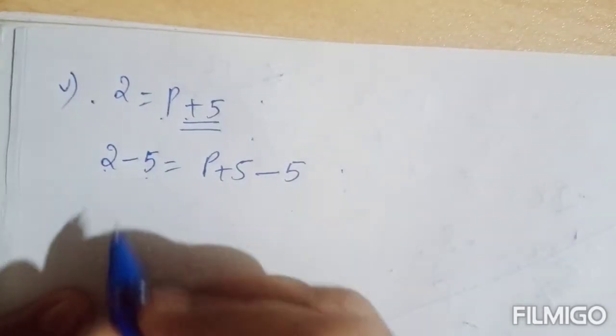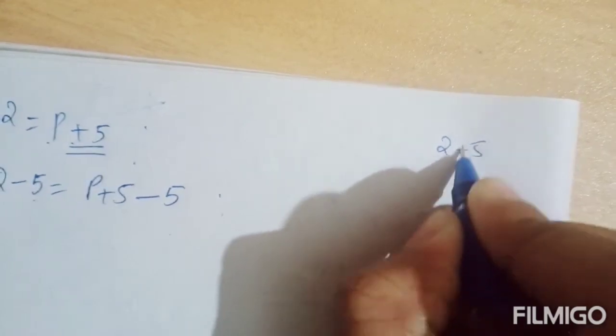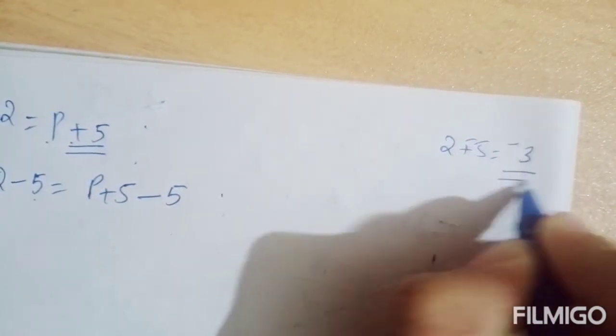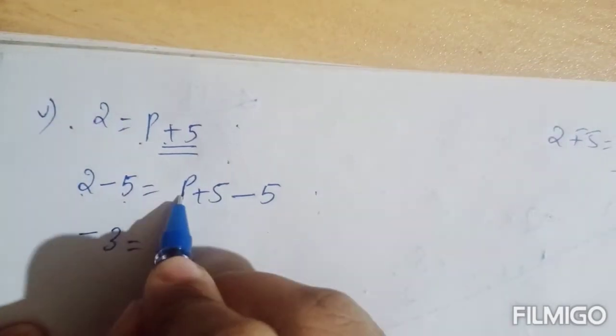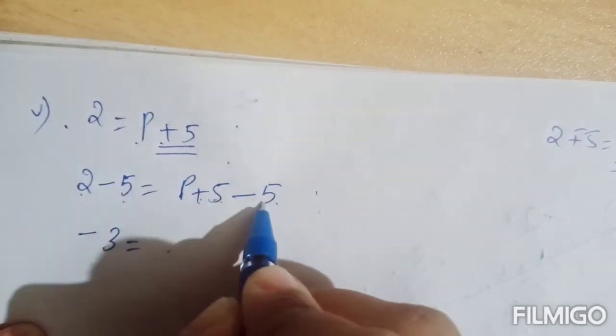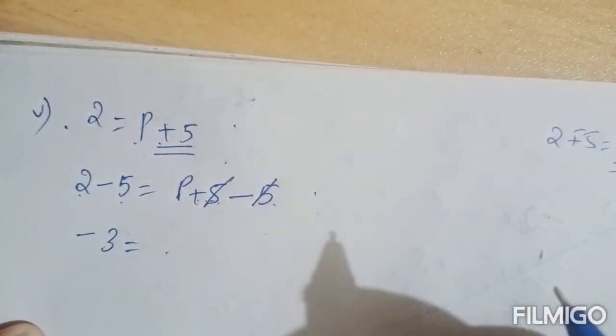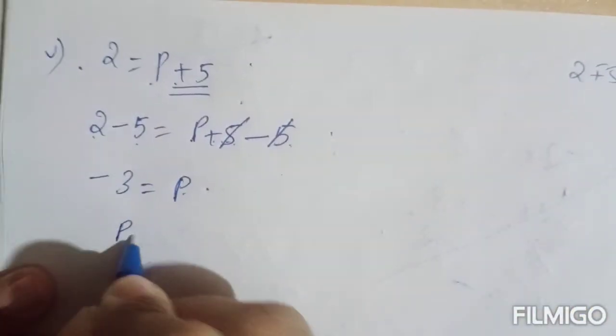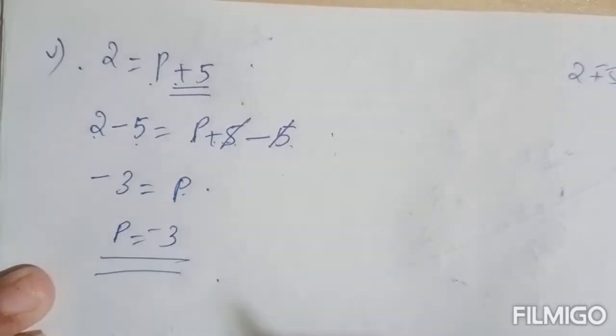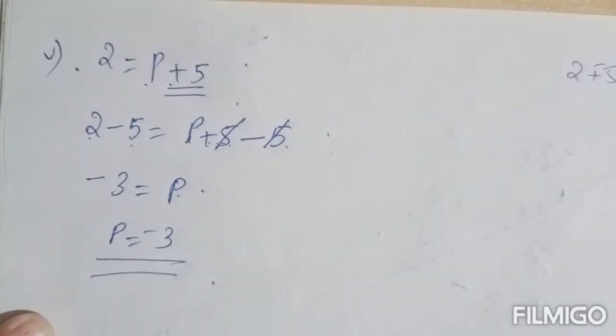Now 2 minus 5, you will get minus 3. Minus 3 equal to p plus 5 minus 5. 5 minus 5, it is 0. So you can cut that. Remaining p. That means p equal to minus 3. So this will be the answer.